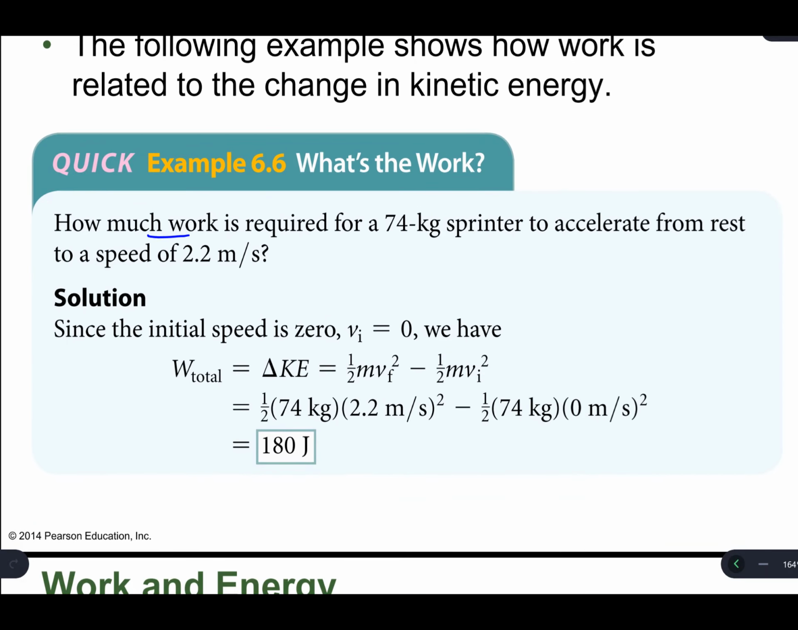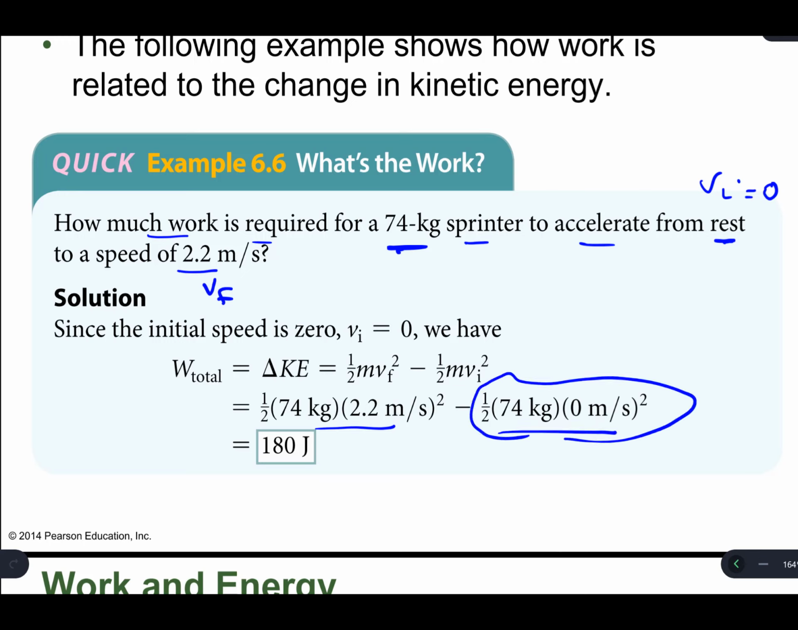How much work is required? You have the mass of the splinter to accelerate from rest, so v initial equals 0, to a speed v final. So just use the formula half m v final squared minus half m v initial squared, and the initial term is 0 because the splinter was at rest. So you will get the total work.